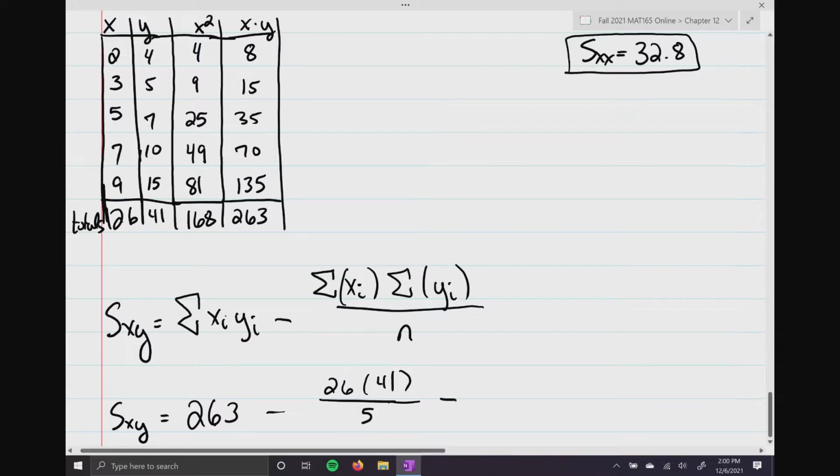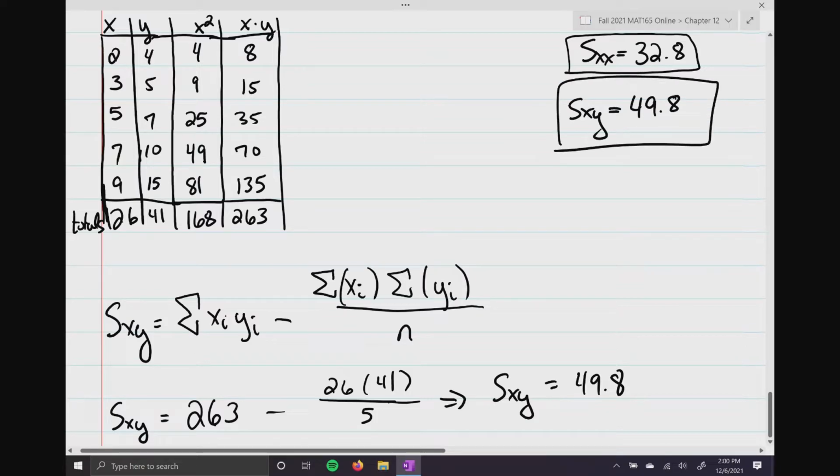So when I go in and do this, the summation of my cross products is going to be 263 minus 26 times 41 divided by 5, and that gives me 49.8. So my cross products is going to be 49.8. Okay? So once again, the math is not difficult. It's just very tedious and very involved. You just got to take your time with it. That's it.